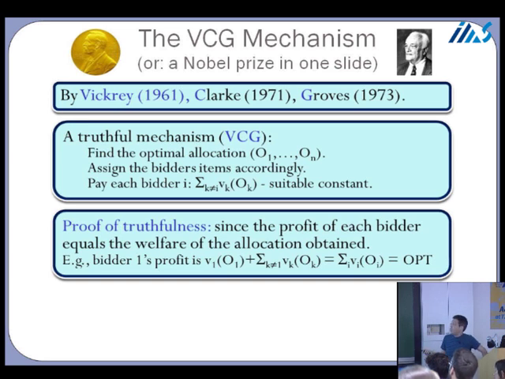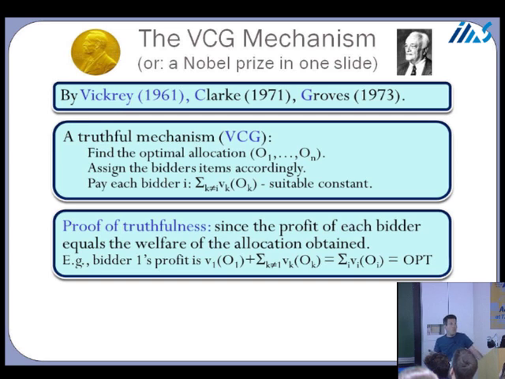So why do we get a truthful algorithm? This follows from the simple observation that the profit of each bidder simply equals the welfare of the allocation that we obtain. To see that, let's consider, for example, bidder 1. His profit is composed of two terms. The first one is the bundle that he got, O1, so he gets a profit of v1(O1) from there. The second one is the payment that he gets from the auctioneer, the sum of the values of all other bidders. Sum these two terms together, and you get that the profit of each bidder equals the welfare of the allocation we obtained.